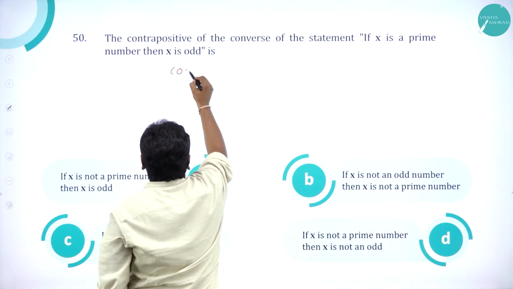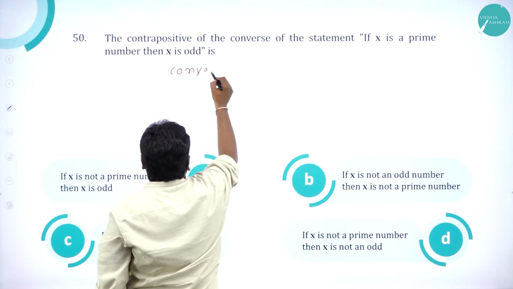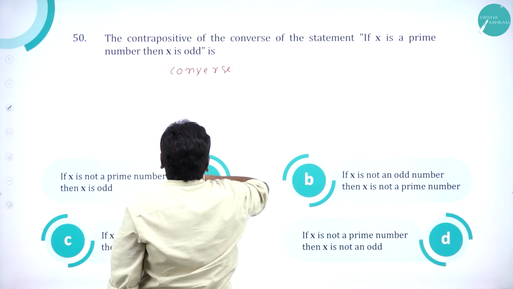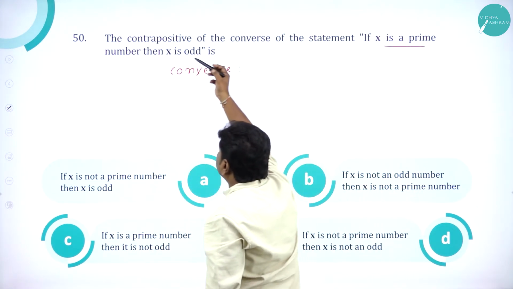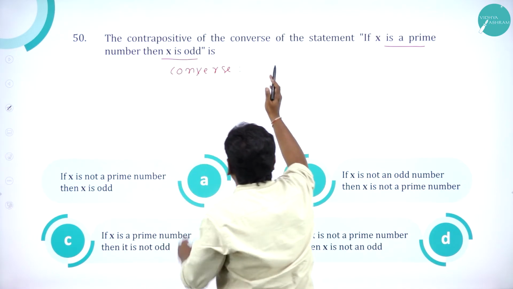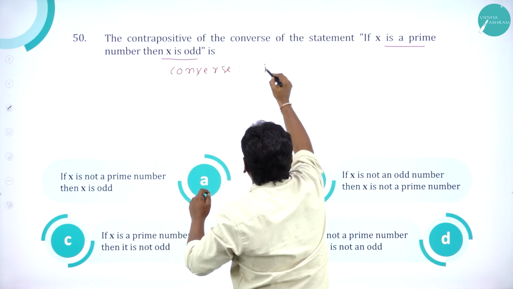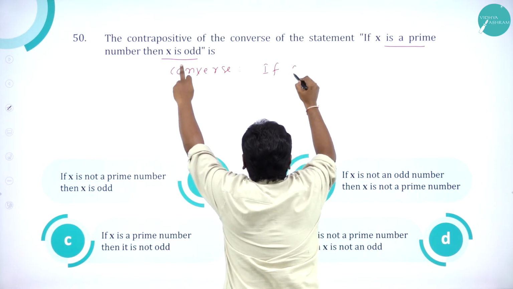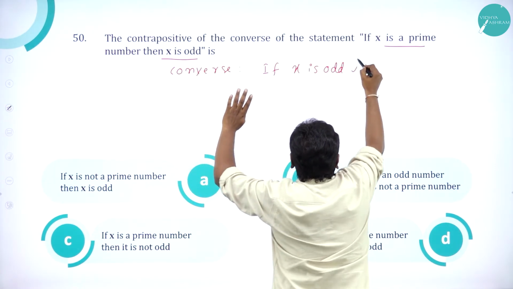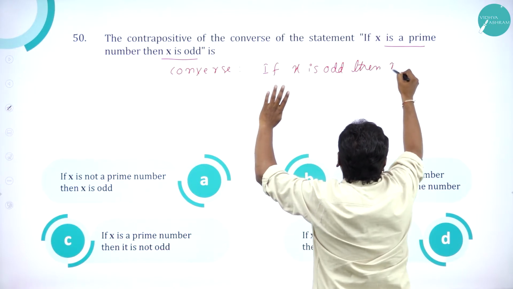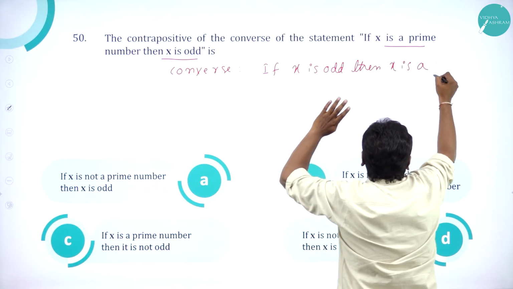First, I'll write the converse. Converse means what? Reverse. Converse means reverse. If x is a prime number is one statement, then x is odd is the other statement. Converse means you reverse it. What is the reverse of it? If x is an odd number, then x is prime. Now I have written the converse.